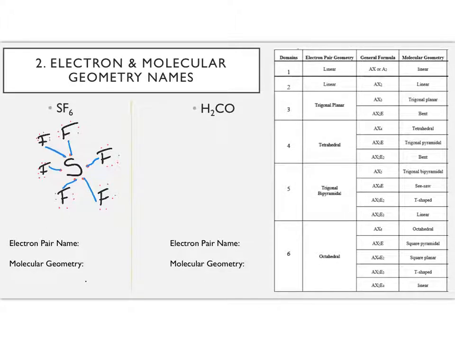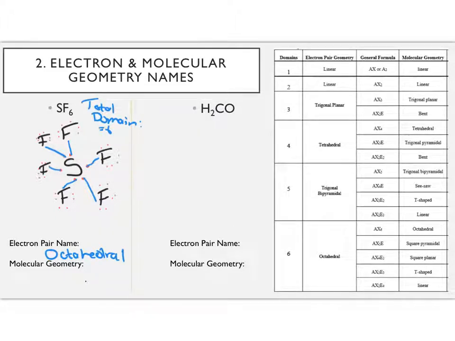When we try to figure out our total domain for sulfur, the total domain is going to be 6, right? Because it has no lone pairs, but it has 6 bonds around it. Now we want to figure out what our electron pair name is. So we're going to look at our chart. You're going to have this chart during the test. We're going to look at our domain section, and we're going to go all the way down to domain 6. Because it has 6 domains around it, our electron pair name is octahedral. So you can write that down.